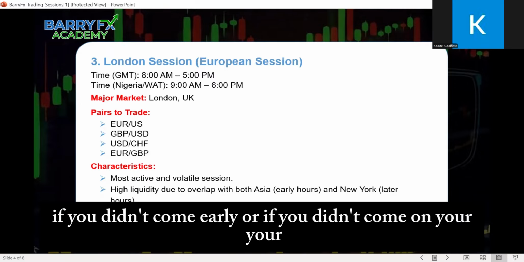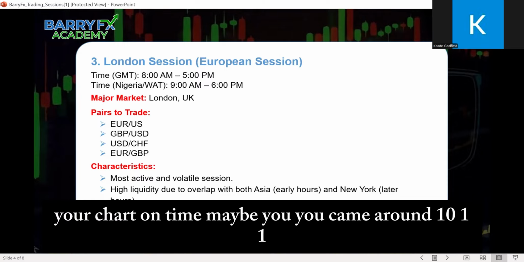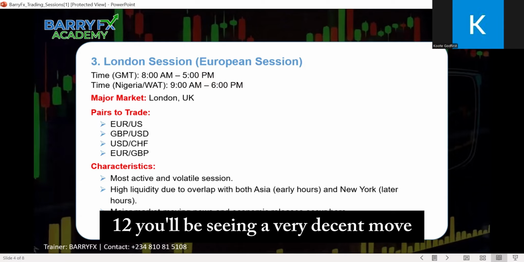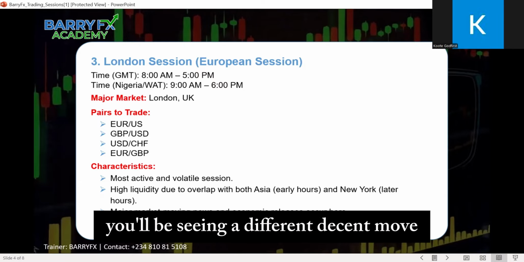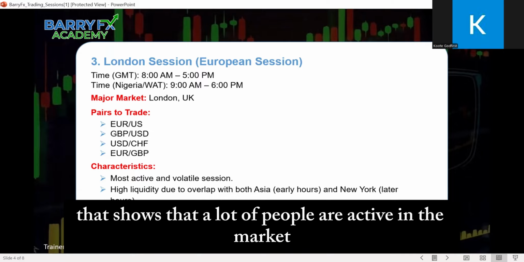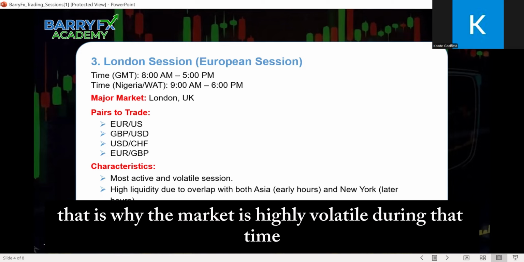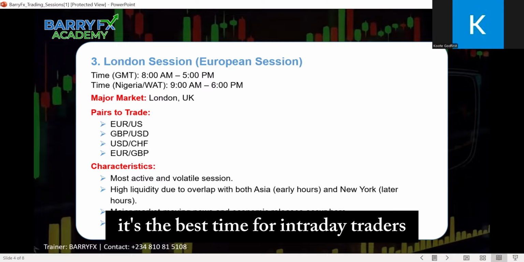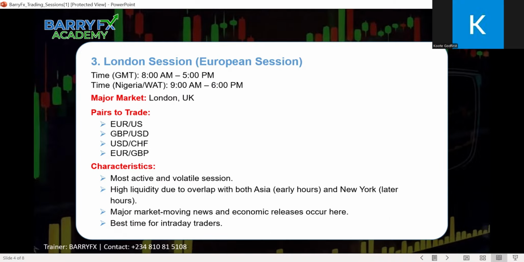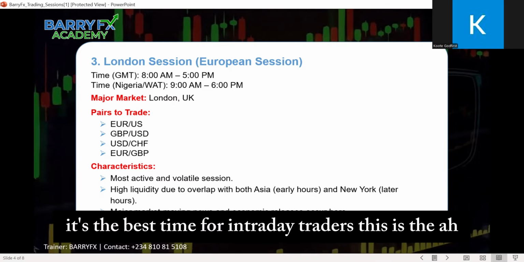If you didn't come early, or if you didn't come on your chart on time, maybe you came around 10, 11, 12, you'll be seeing a decent move. That shows that a lot of people are active in the market in that period, and that is why the market is highly volatile during that time. It's the best time for intraday traders.